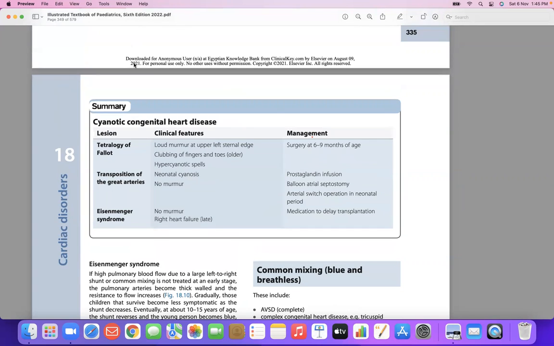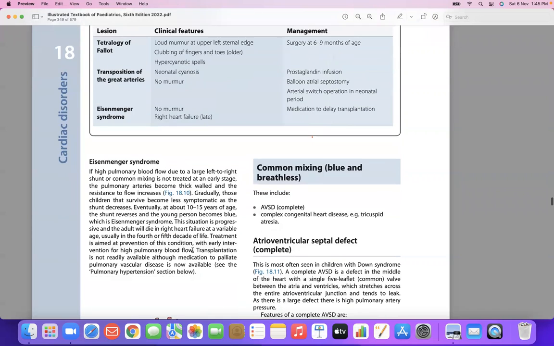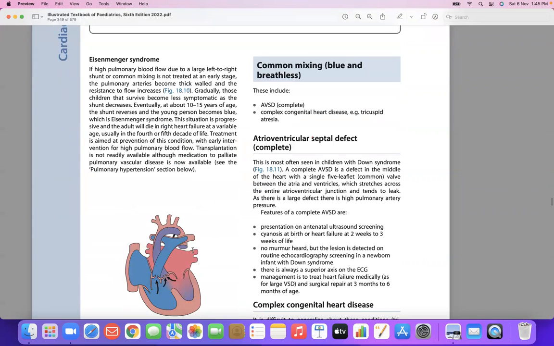So now we finished the right to left shunts, that is TOF and transposition of great arteries. We will go to common mixing, that is blue and breathless.